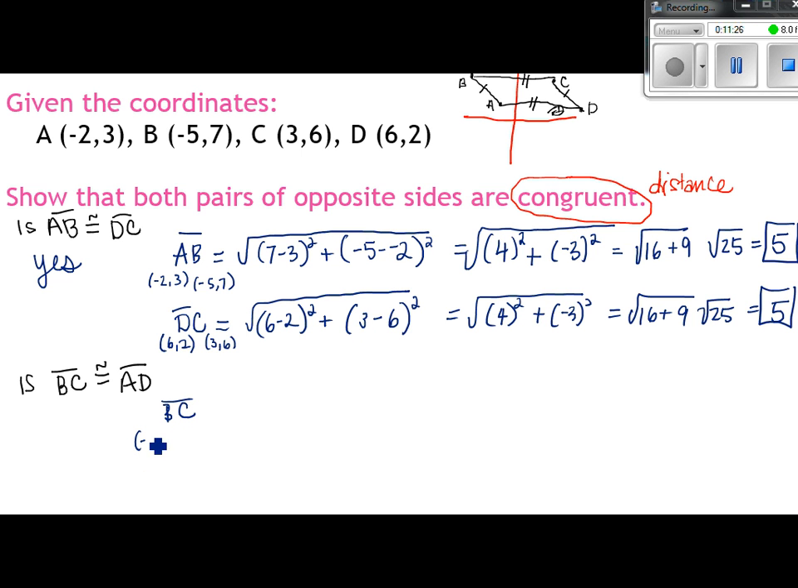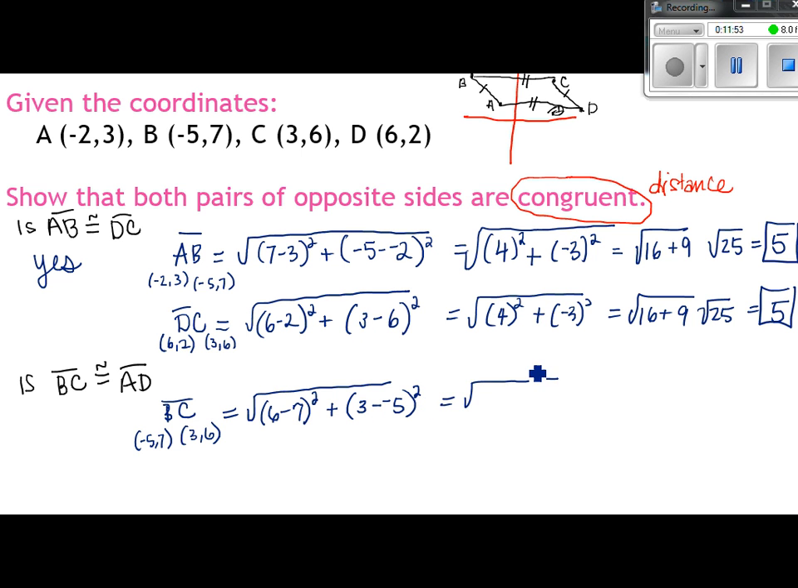Okay, B is (-5, 7), C is (3, 6). I just write those coordinates down so I don't accidentally take the wrong one by looking up at the top. That's why I keep taking them and bringing them down. So it's the difference of the y's first: 6 minus 7 squared plus the x's would be 3 minus -5 squared.